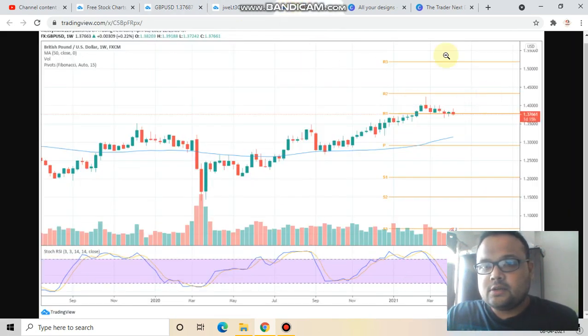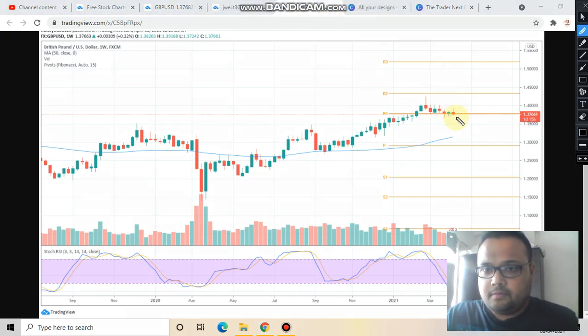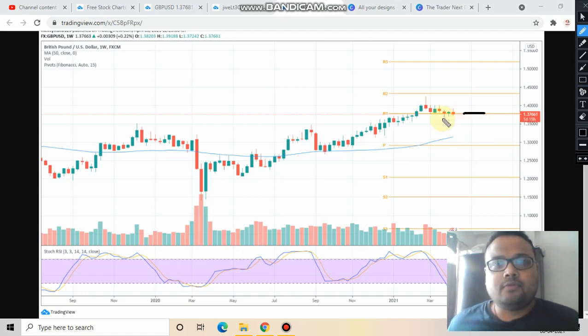Anyways, this is the weekly chart of GBP USD, and you can see that market is taking support at this level again, 1.3766. This is the third week when market is taking support at this level. Previous week also, we saw that market was taking support. Therefore, there is no doubt that this is a very important level for the market.